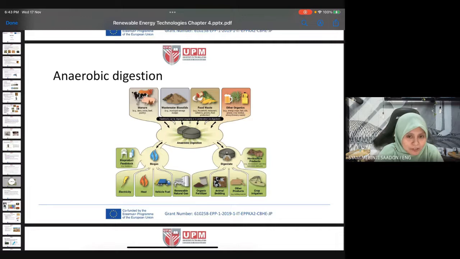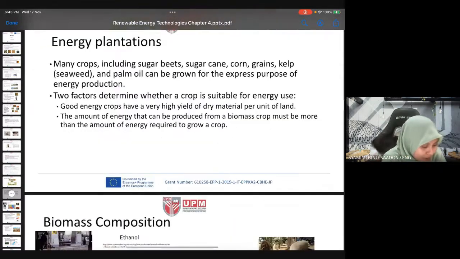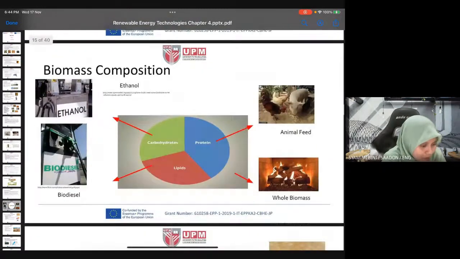Okay, energy plantations. These are the other source of biomass. Energy plantations: sugarcane, corn, grains, seaweed, palm oil, etc. Those are biomass as well. Okay, so biomass composition.